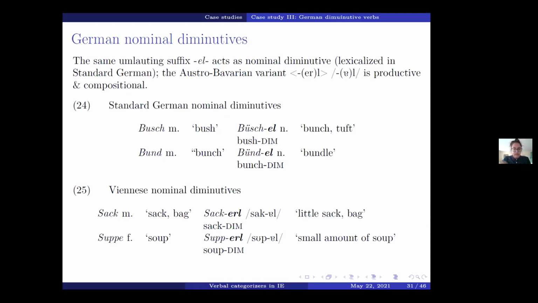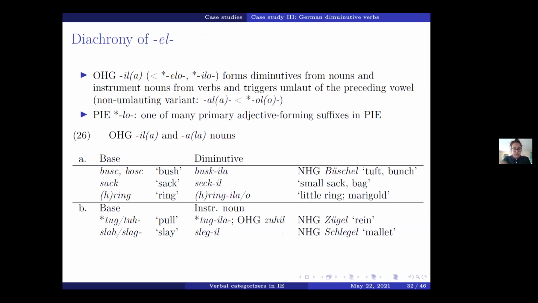This suffix goes back to an Old High German suffix that formed diminutives from nouns and also instrument nouns from verbs, and triggers umlaut of a preceding vowel. There's also a non-umlauting variant, and this in turn goes back to a Proto-Indo-European primary adjective forming suffix. So this is a really old suffix. There are some examples here for diminutives and instrument nouns derived from different bases.